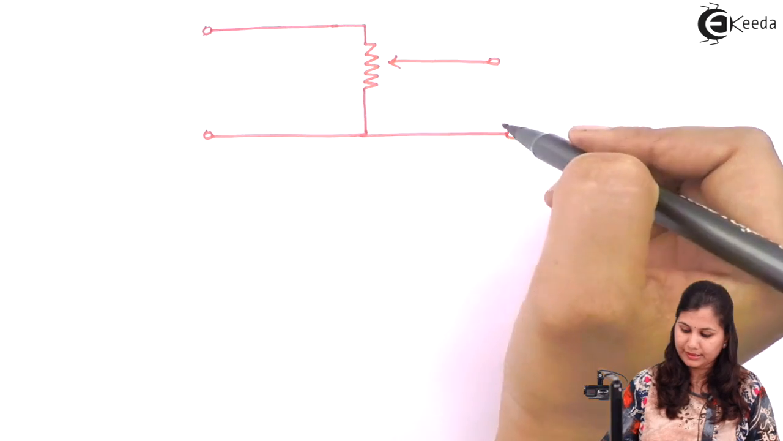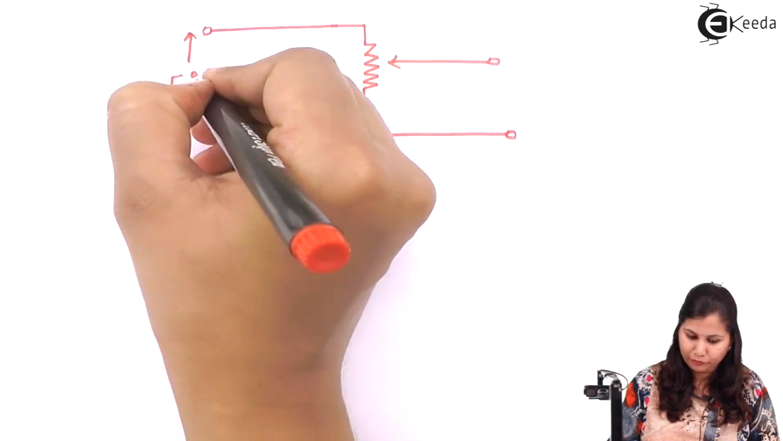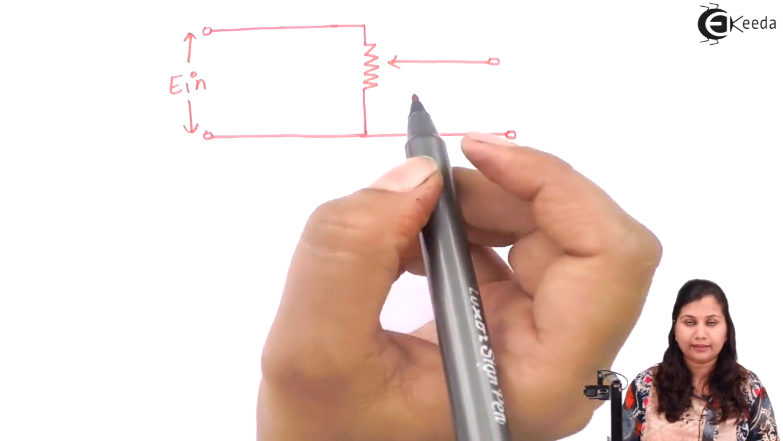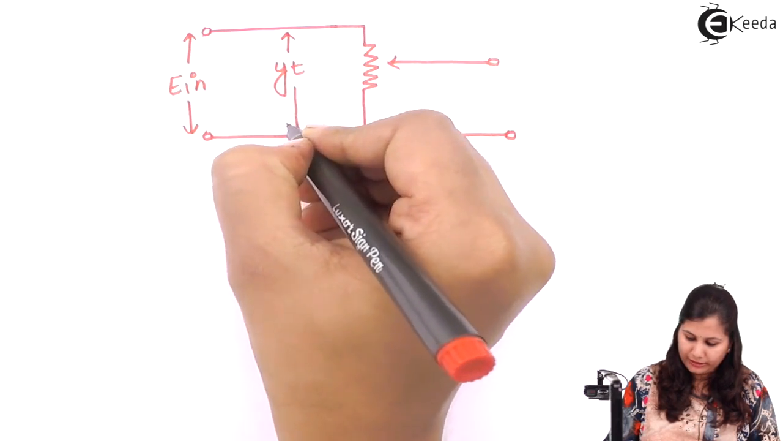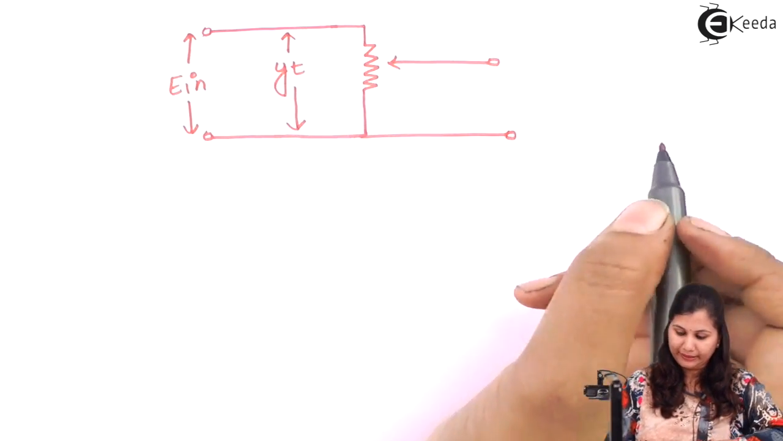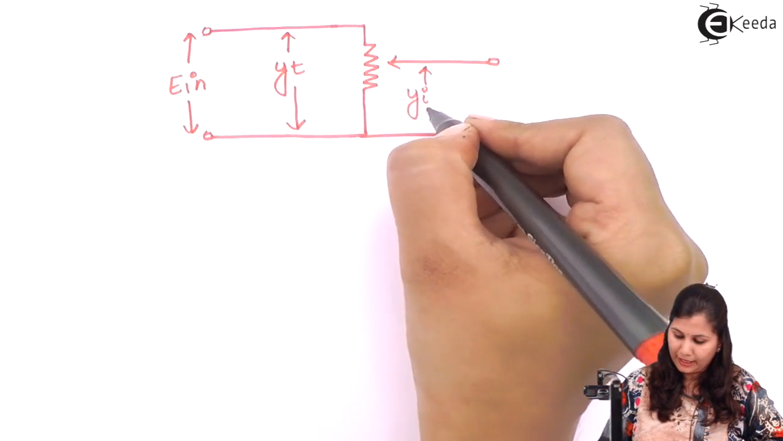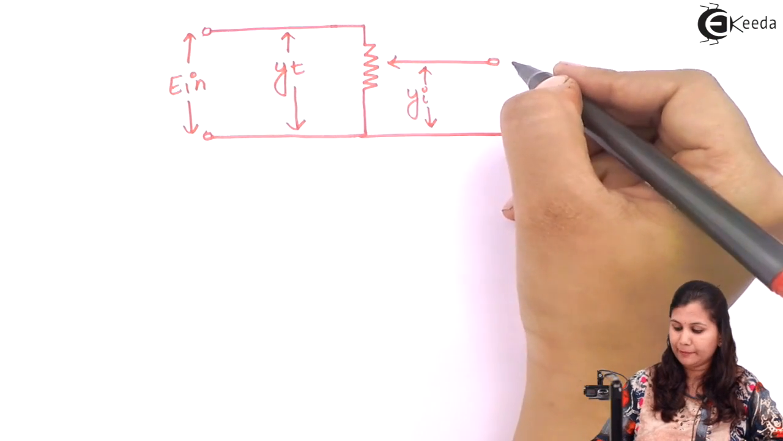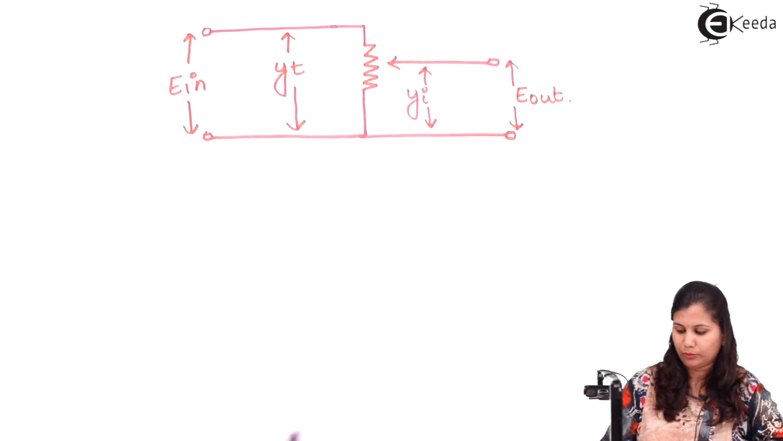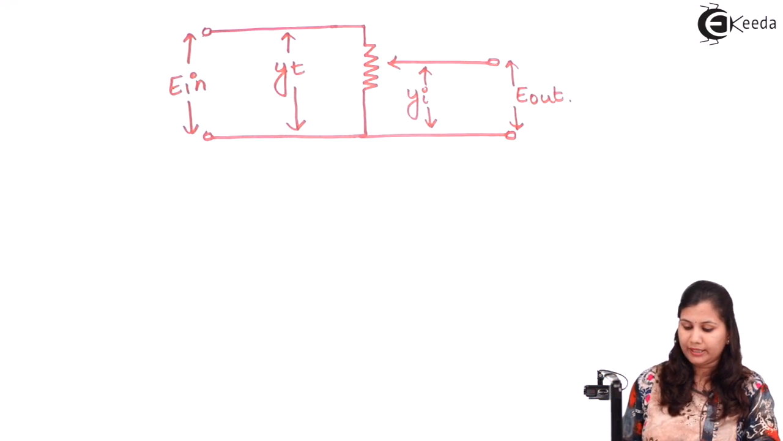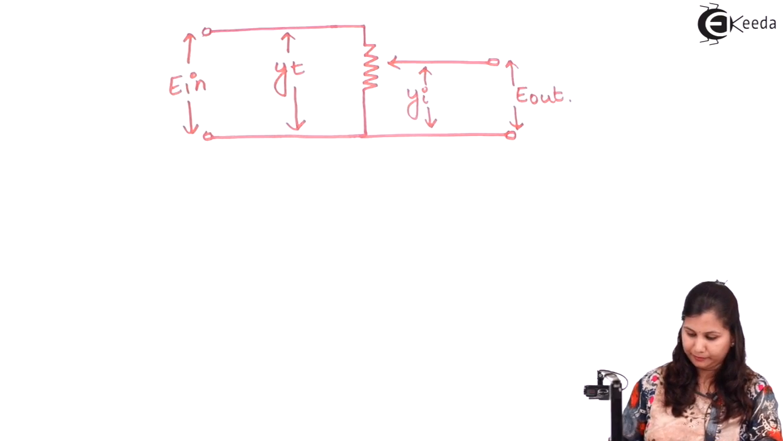These are the fixed terminals and this is the variable terminal. Across the fixed terminals, we are applying the input voltage E_IN. This is the total length of the wiper, that is YT, and the movement of this wiper is YI, that is the input displacement, and the output we will get is the voltage E_OUT. Okay, so this is the equivalent circuit diagram of a translational potentiometer.